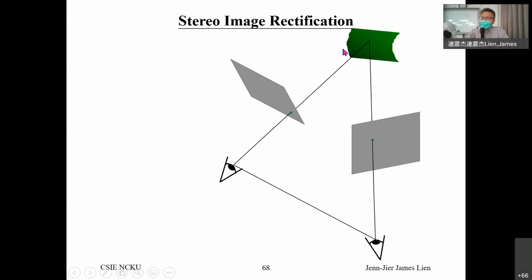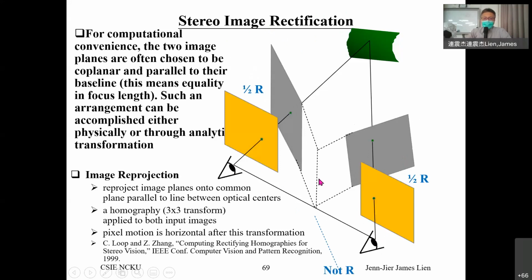What is rectification? Actually, the purpose is to try to align two image planes. 想把两个 image plane 把 align together and parallel to the baseline. No matter how you put the camera, based on the image plane of the camera, you can project to a virtual plane. The other side projects to the virtual plane too, and we assume both virtual planes are parallel to the baseline.